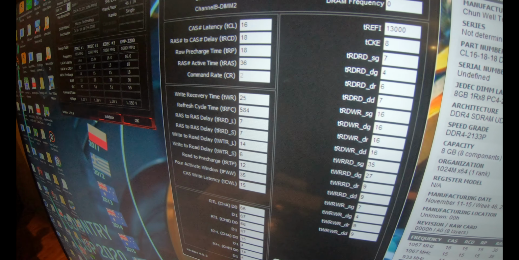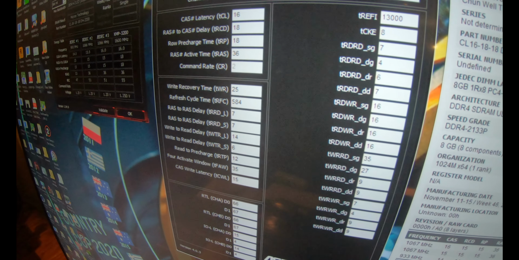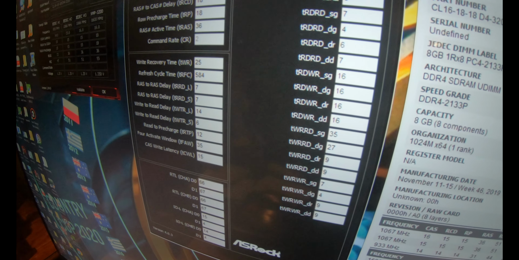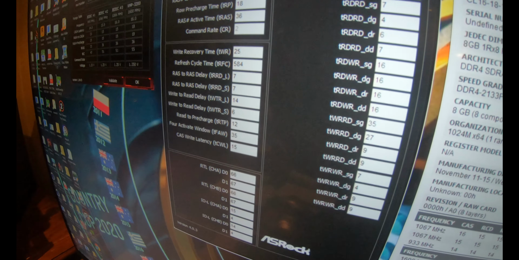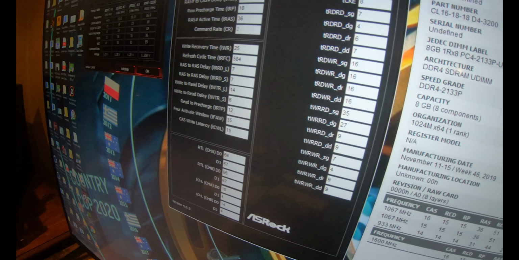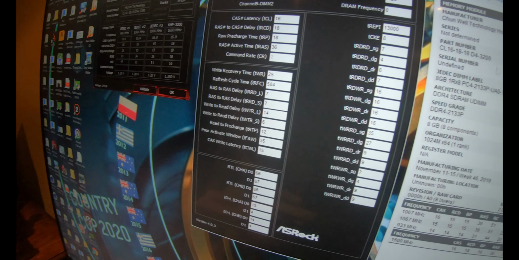584 TRFC. Mind you, on the Apex, you've got mode 1 and mode 2. That's a difference in latencies. It'll affect TRFC a great deal, so it's kind of hard to know which way I'd head there.